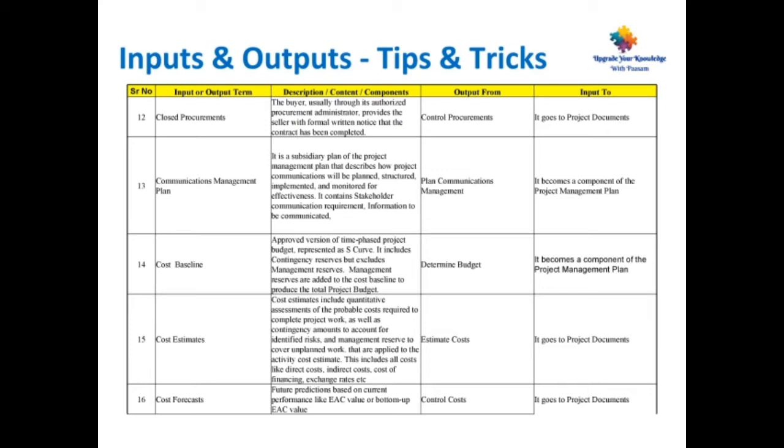Point number 16, cost forecast. Future predictions based on current performance, like EAC value and bottom up EAC value. Output from control cost, and it goes as input to various project documents.